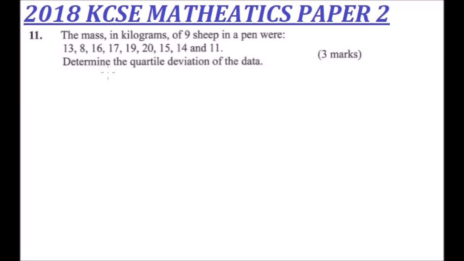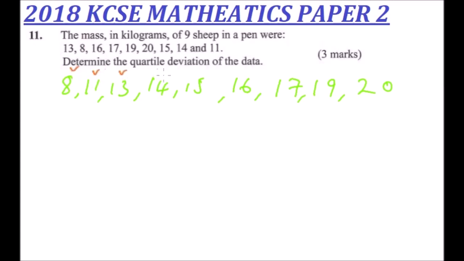So the first thing we need to do is to arrange this data in ascending order. That is starting with the smallest, where the smallest is 8, followed by 11, followed by 13, followed by 14, followed by 15, followed by 16, followed by 17, 19, and finally we have 20. So the number of data we have is 1, 2, 3, 4, 5, 6, 7, 8, 9. So it means the middle value is 15. So below we have 4 values, and upper part we have 4 values.